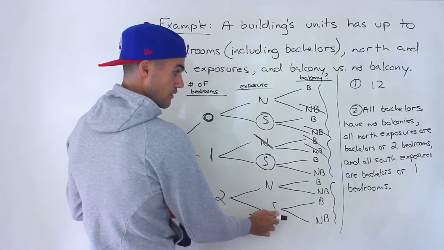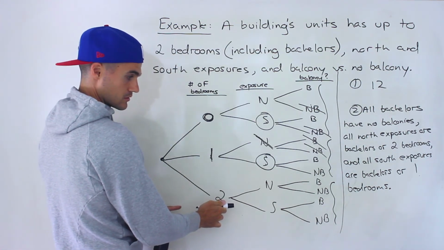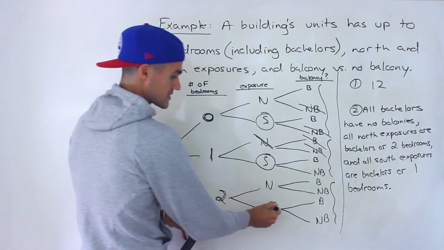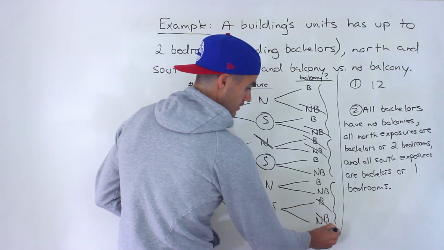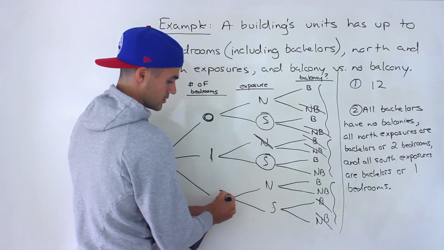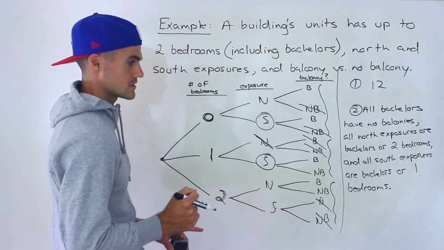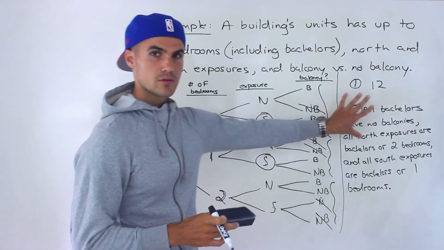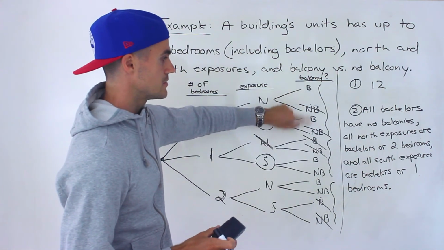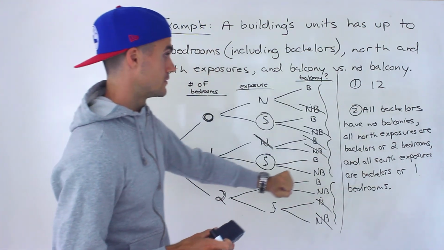But then this south exposure has 2 bedrooms, and you can't have that. You can't have 2 bedrooms with a south exposure. And so these 2 possibilities would go away, right? Because we know this branch here, 2 bedrooms and then south, it wouldn't exist. So these 2 possibilities wouldn't exist. Right? So you got to read through this information carefully, and then you just cross out on your tree diagram any possibilities that are not in line with this information here.